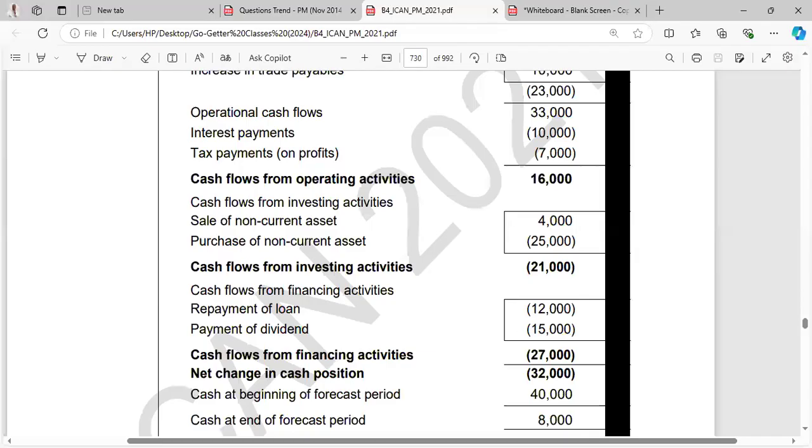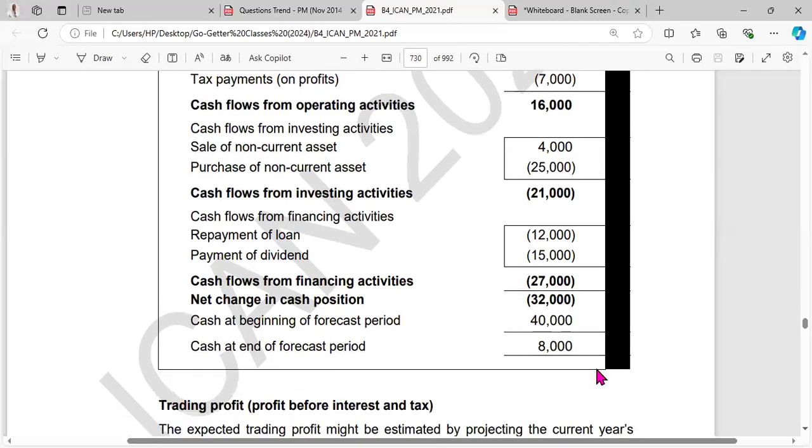Then you come to financing activities. When you repay a loan that you took, money is going out. When you pay dividends, money is going out. When you take a loan, money is coming in. When you subscribe for shares, money is coming in. Then you have your cash flow from financing activities.